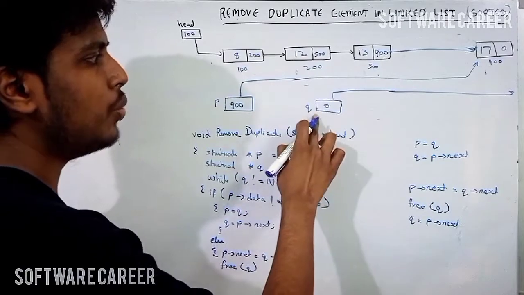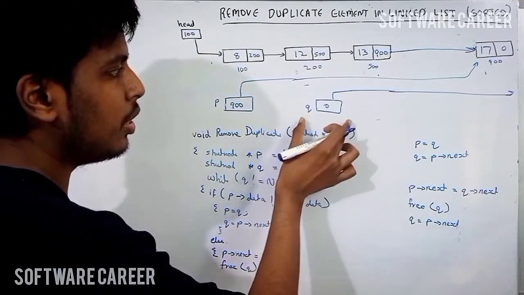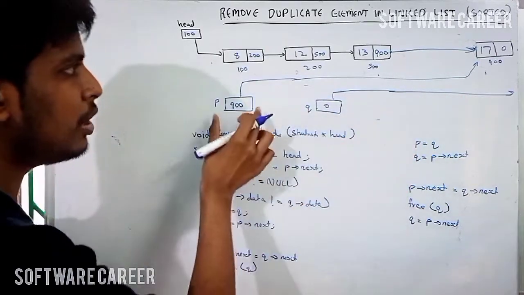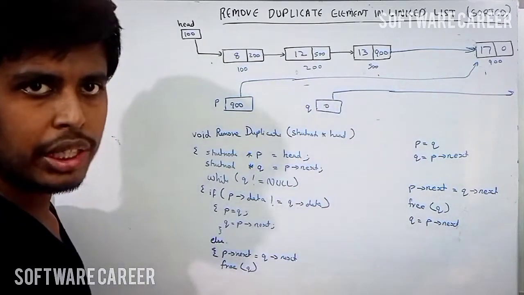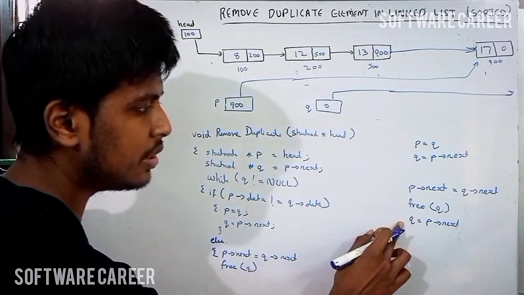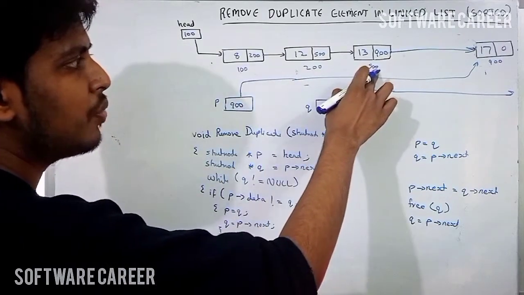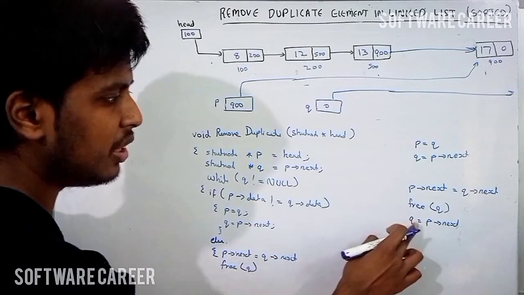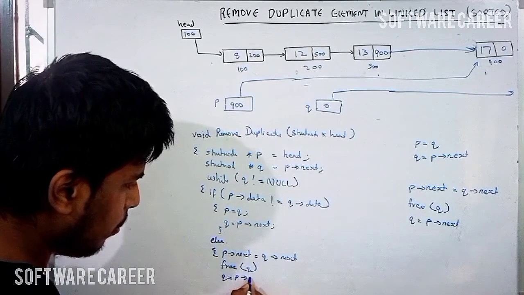Now what should I do? Now the Q pointer is not there. So I should create a Q pointer which is pointing one step forward of P. P is pointing at 500, means Q should point at 900. How can I point? That step is Q equals to P next. P is pointing at 500, means 500 next is 900. So Q should point at 900. So I am writing this step. Q equals to P next.